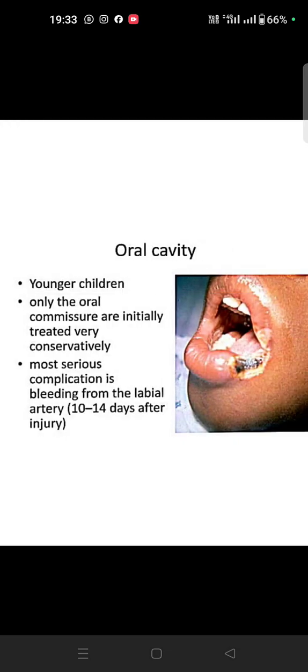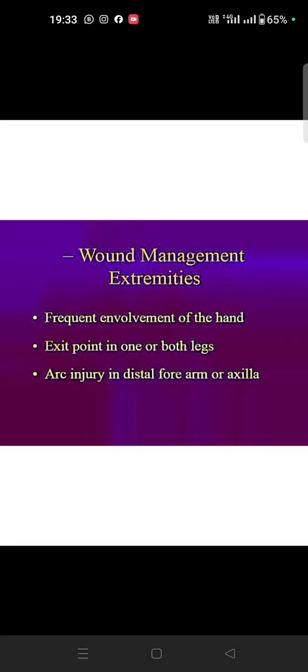Then the oral cavity. In younger children, oral commissure burns are initially treated conservatively. The most serious complication is bleeding from the labial artery 10 to 14 days after injury. What is the wound management? Frequent involvement of the hand, then the exit point at one or both legs, then injury to the distal forearm and axilla.